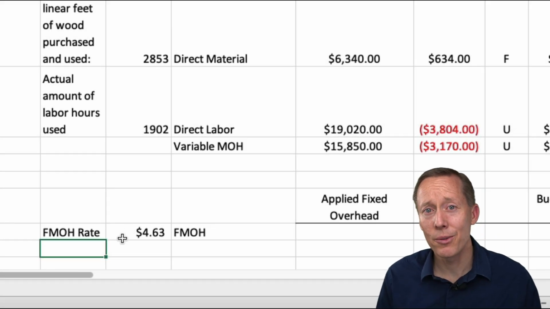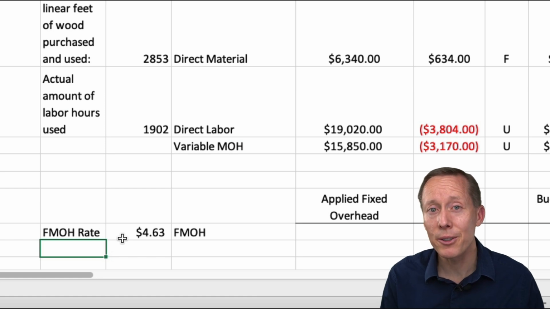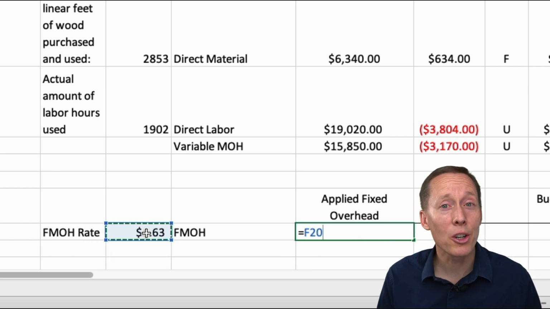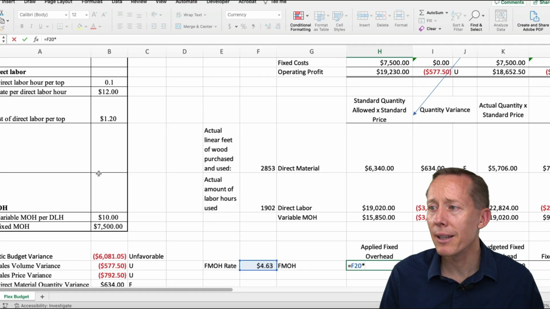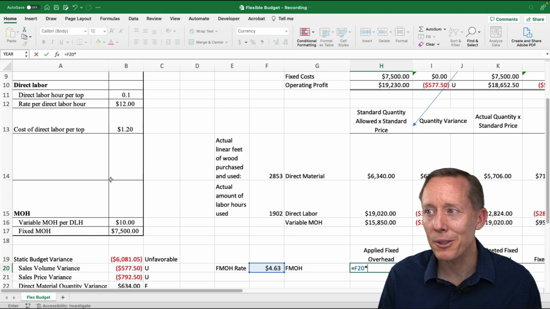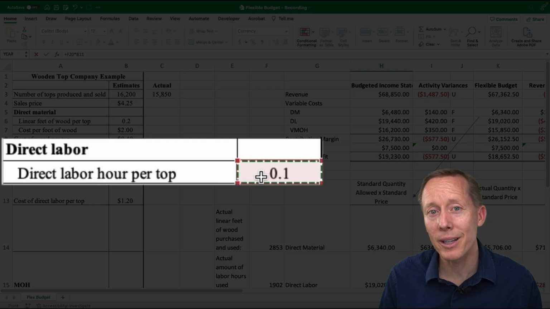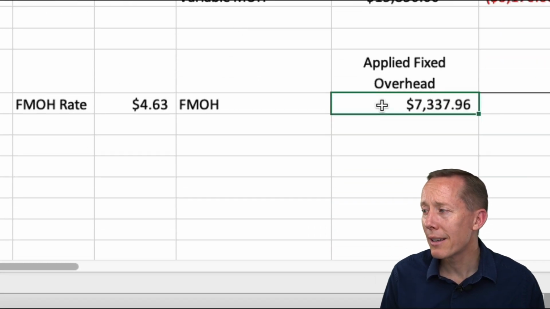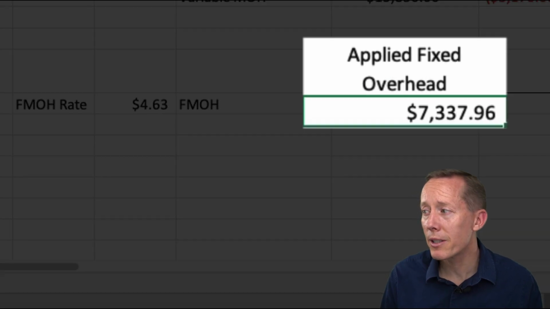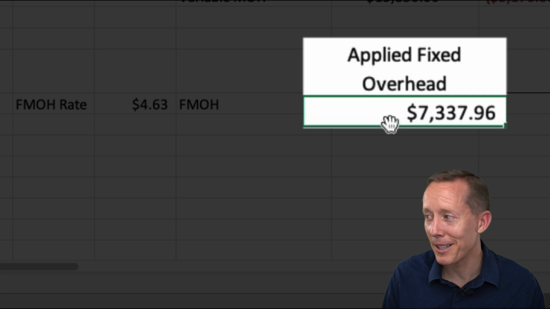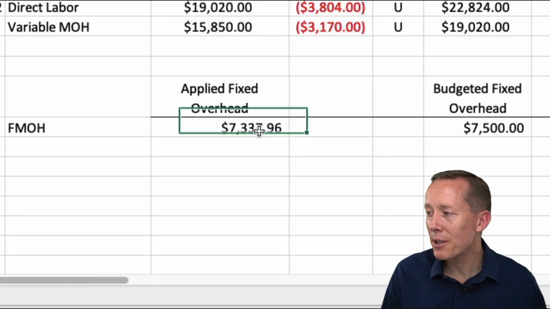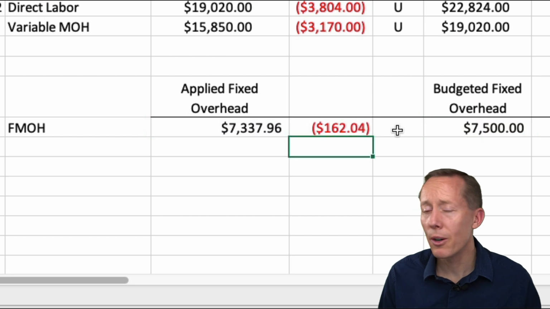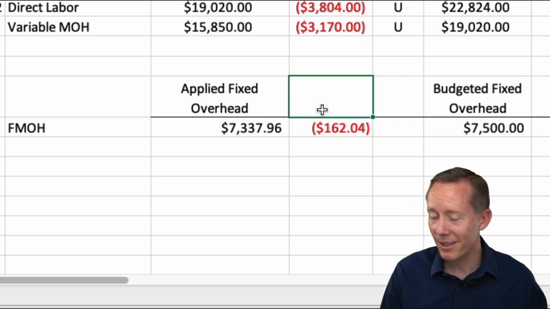Now, the way we allocate overhead and apply costs to all of our inventory under a standard costing system is we take that budgeted rate and then we multiply it by the standard amount of overhead that we should have used. Okay, so we should have used 0.1 direct labor hours per top times 15,850 tops. Okay, so we would have allocated $7,337.96 worth of fixed overhead. So the difference between this number here and this number here is known as our fixed overhead volume variance.